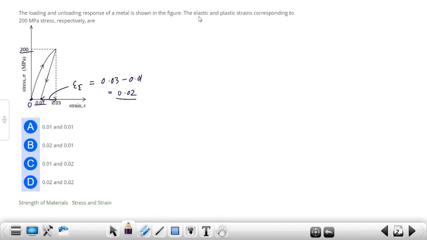So the question asks respectively, elastic first, then plastic next. So elastic is 0.02 and then plastic is 0.01. The answer will be option B, 0.02 and 0.01. Next question.